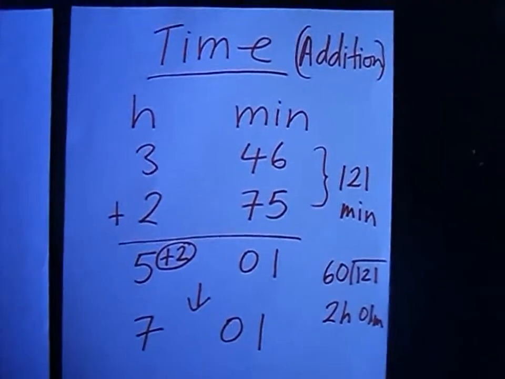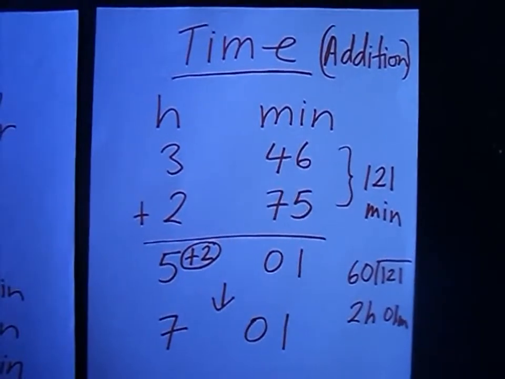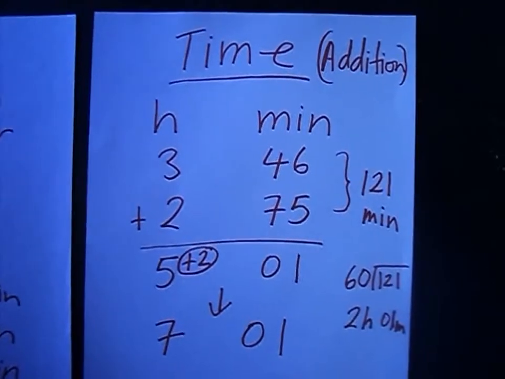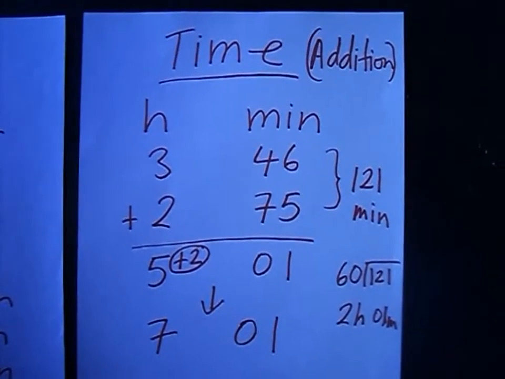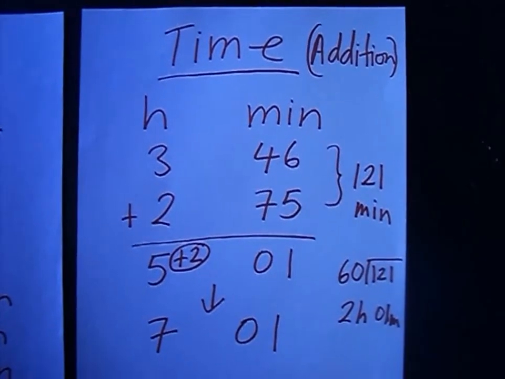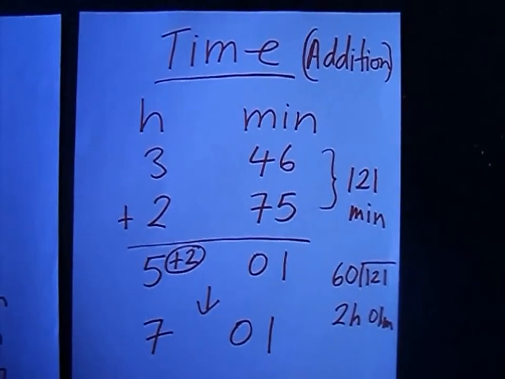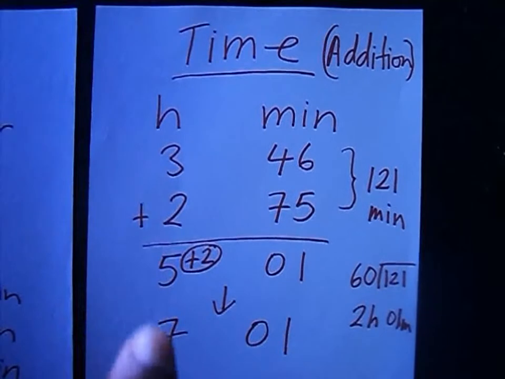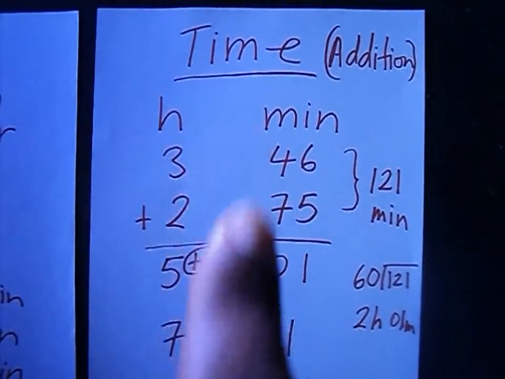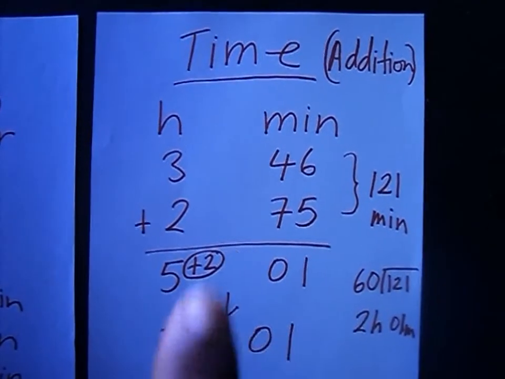Note that when you are adding time, when you get the minutes, change them into hours. Add whatever you get, the remaining hours, to the hours column, and the remaining minutes, you leave in the minutes column.